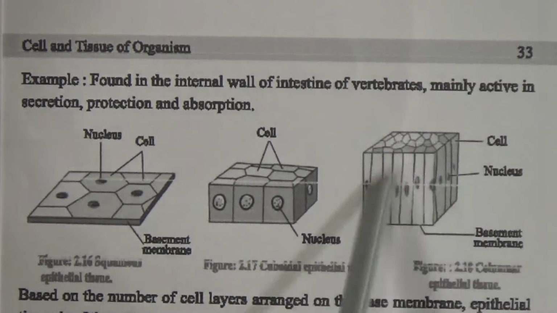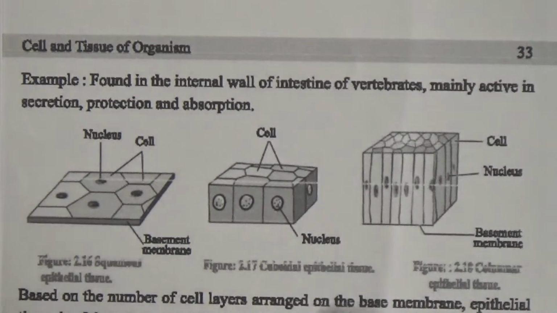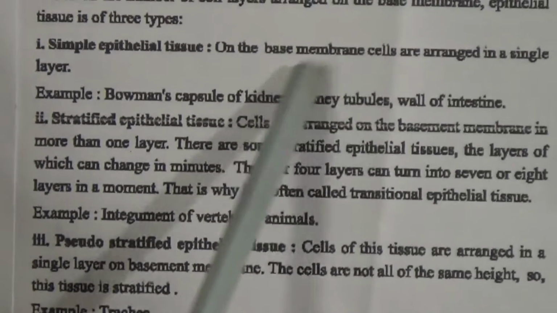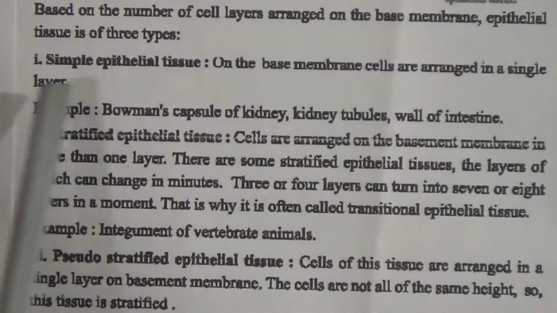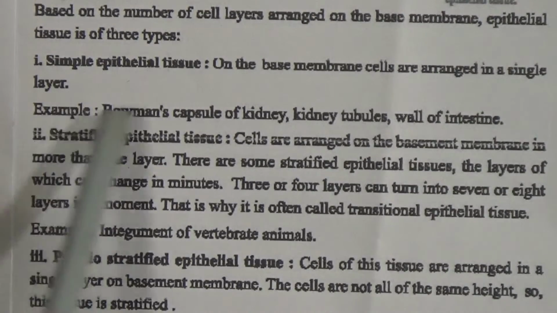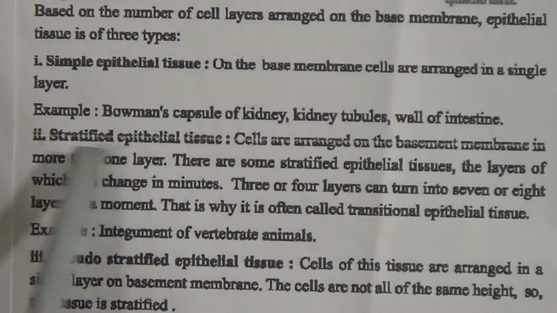Here is the columnar epithelial tissue, cuboidal epithelial tissue and squamous epithelial tissue. There is the figure. Now, simple epithelial tissue. On the basement membrane, cells are arranged in a single layer. Example, Bowman's capsule of the kidney.